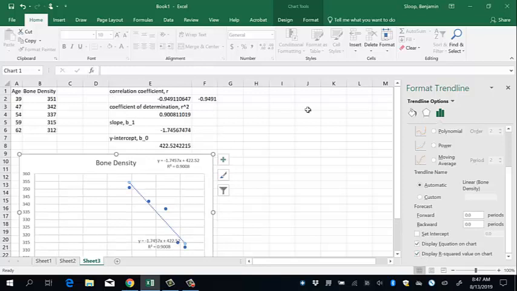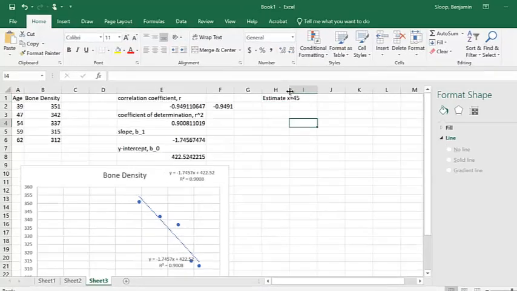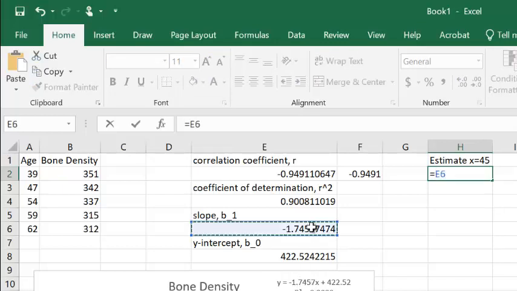Let's assume that my version is asking me to predict the bone density for a 45-year-old. So we want to do an estimate here when x is 45. So I have my regression equation, and what I want to do is plug in the value of 45 for x. So I'm going to hit equal. My slope here is negative 1.7457. So I'm going to select that cell, times, okay, the value of my x is 45.